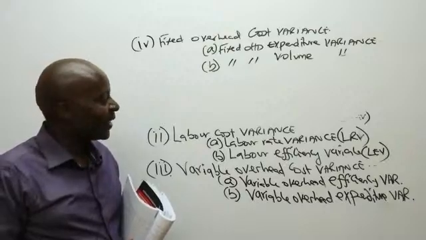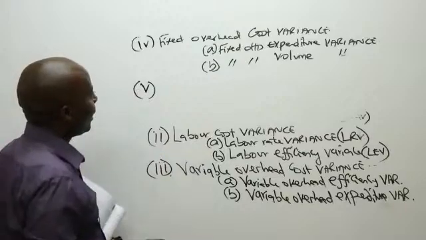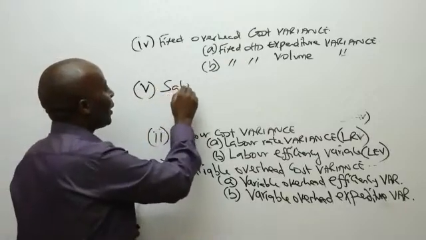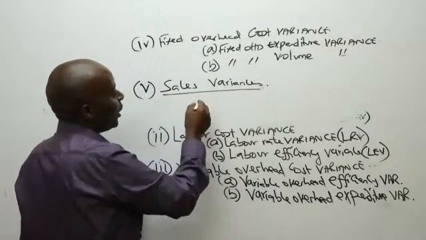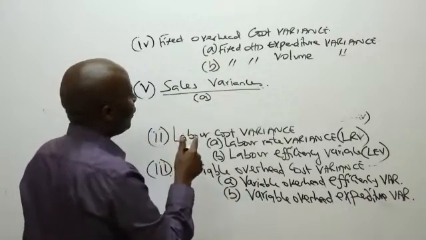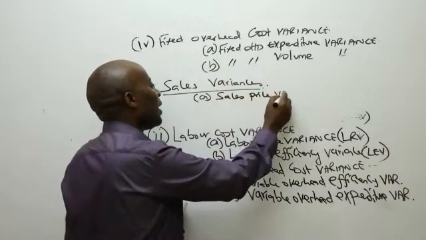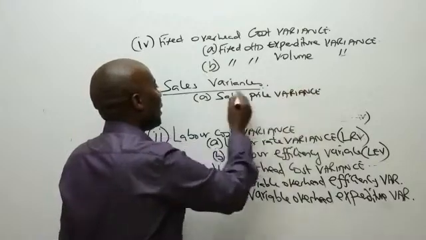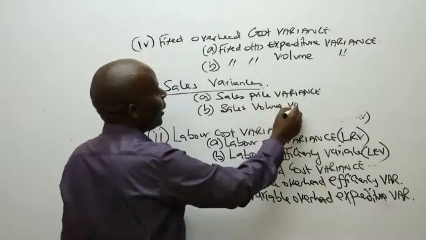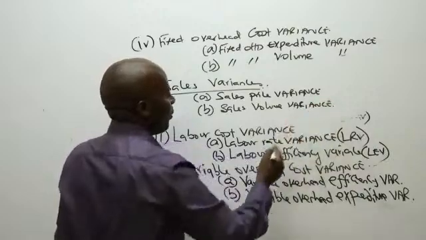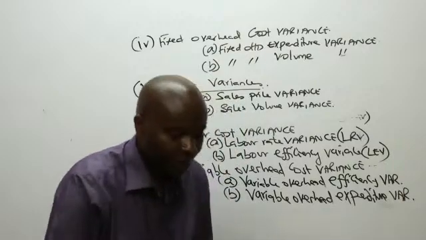Okay, perhaps what we could do is to finish the fifth one, and then I will be able to repeat very fast. The fifth one is the sales variances. Sales variances are also divided into two. A is the sales price variance, and B is the sales volume variance.